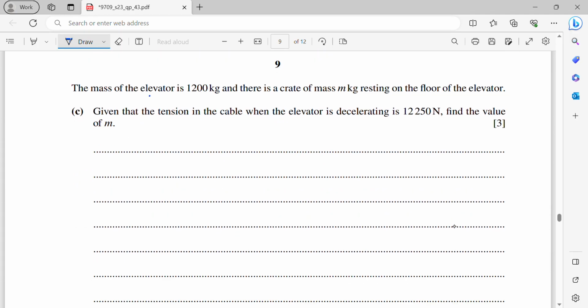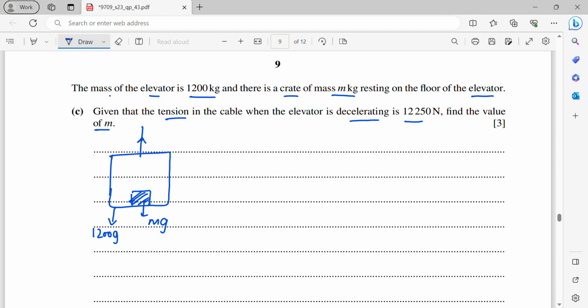Now, the mass of elevator is 1,200 kilogram, and there is a crate of mass m kilogram resting on the floor of the elevator. Given that the tension in the cable when the elevator is decelerating is 12,250 newtons, find the value of m. Okay, this means, let's say this is the elevator, right? There's a crate. So the weight for the crate is mg. The mass of the elevator is 1,200 kilogram. Means that the weight for the elevator will be 1,200 g. Okay, and there is a tension. This is the tension of the cable. It is 12,250 newtons.